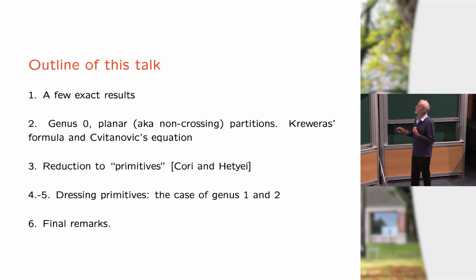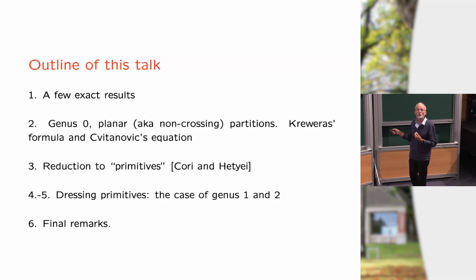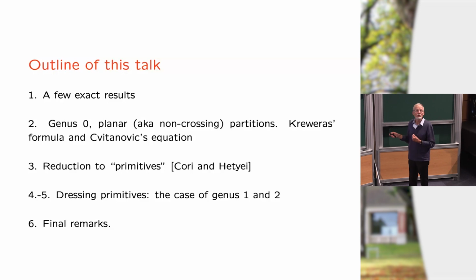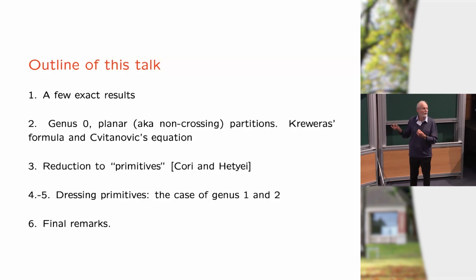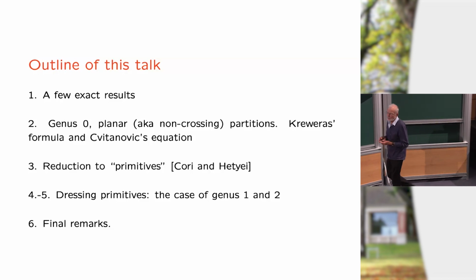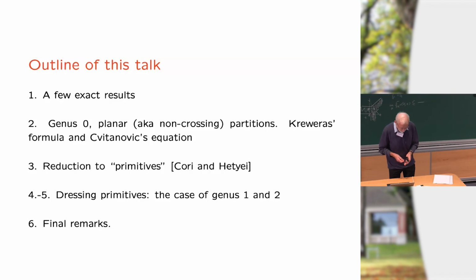And then I'll show you how to reverse the operation, and from these primitive diagrams, recover all the diagrams. So this is what I call tracing primitive diagrams. I'll show it explicitly for the case of genus 1 and 2. So at the end of that section, you have an explicit expression for the generating function of these coefficients. And finally, I have a few remarks if I have time.